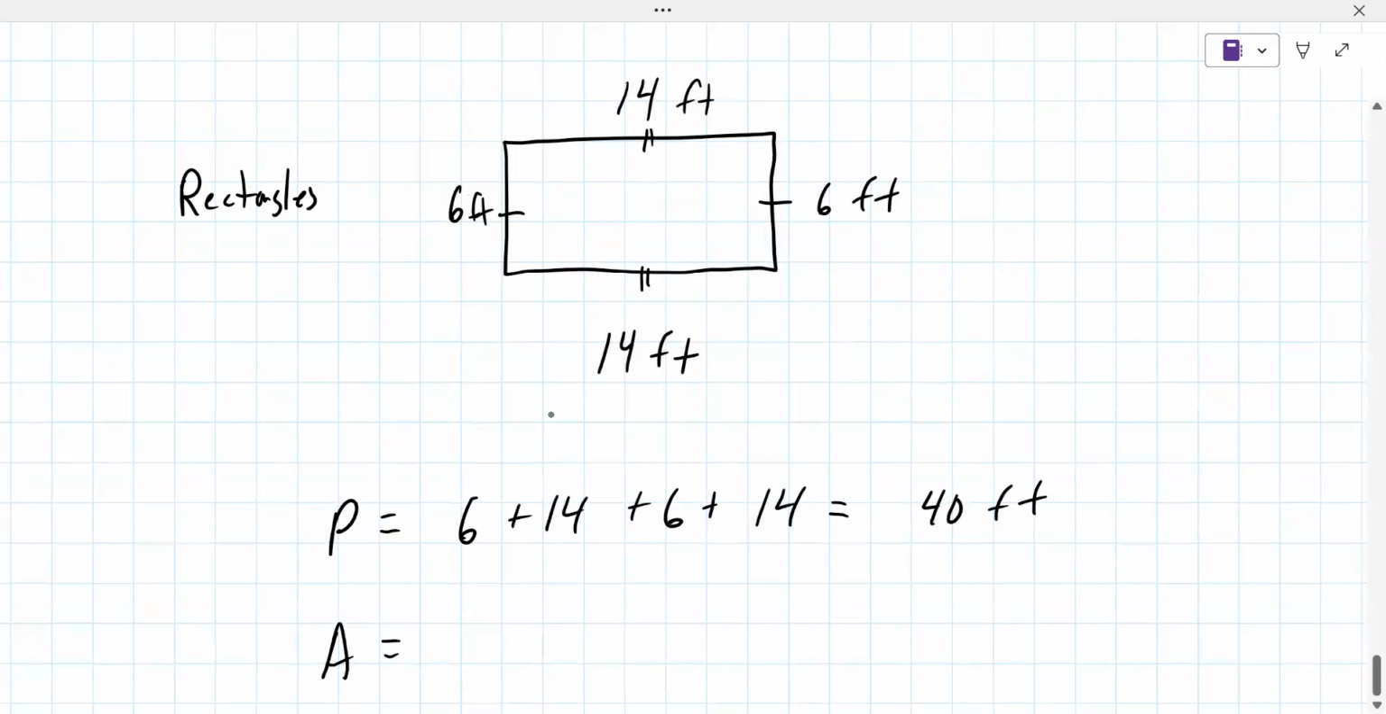The area is still base times height. 6 times 14 is 84 feet squared.